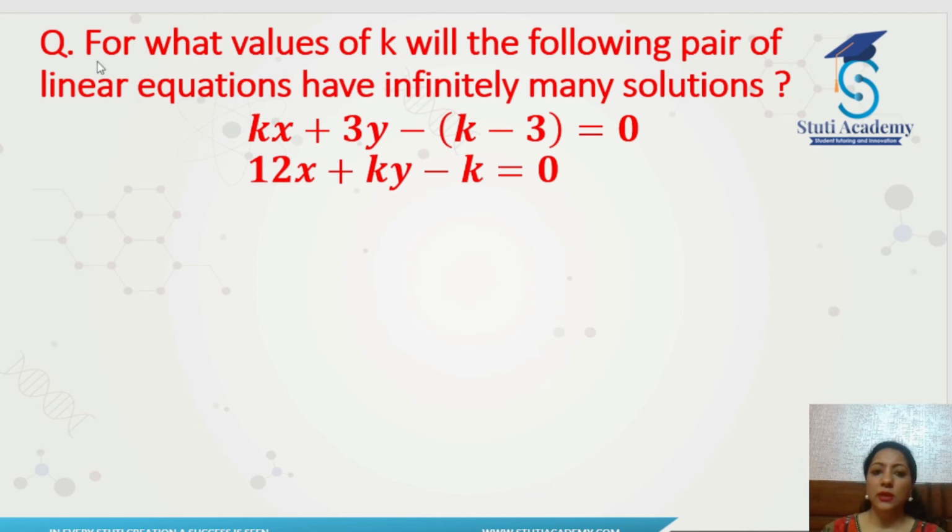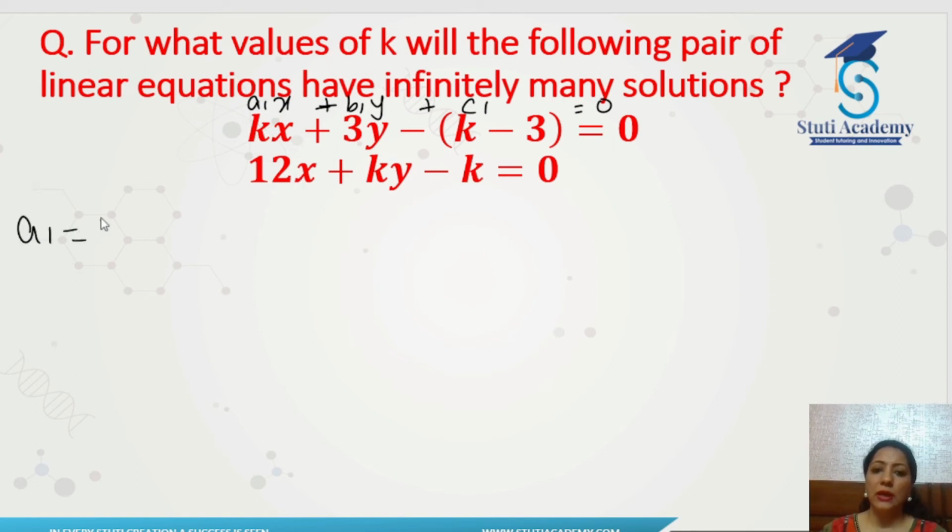Now we have a similar question here. For what values of k will the following pair of linear equations have infinitely many solutions? So here we have a1x plus b1y plus c1 equal to 0. See here, k is unknown to us. We have to find k in such a way that this set of equations has infinitely many solutions. So what is the condition for infinitely many solutions? We have a1 upon a2 equal to b1 upon b2 equal to c1 upon c2, with all the ratios equal.